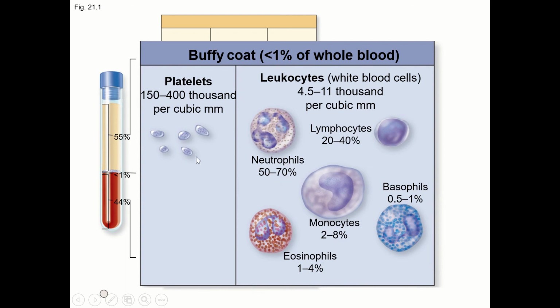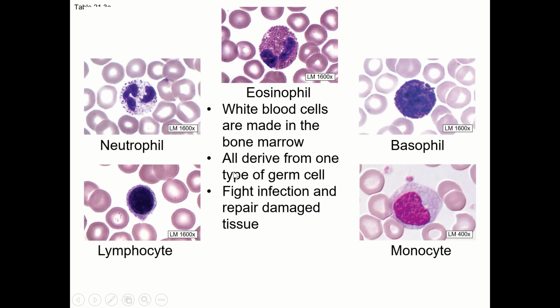There are gazillions of platelets in every cc of blood, and platelets are actually just little portions of cells. We're going to come back to them. They're going to be really effective and important in damage to blood vessels. These are the 5 types of white blood cell. They're all derived from bone marrow, one type of germ cell in the bone marrow. And you don't need to identify the different types of white blood cells, but you do need to know that they're all involved in fighting infection and repairing damaged tissue.